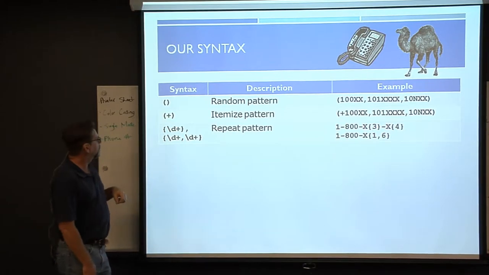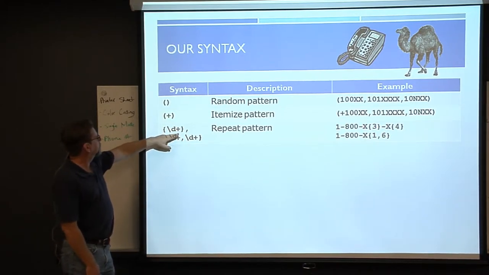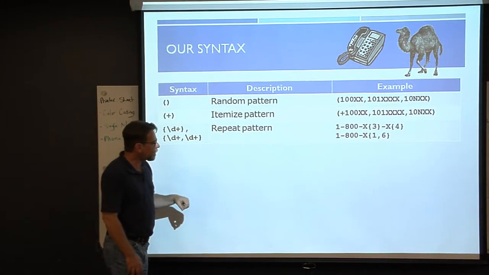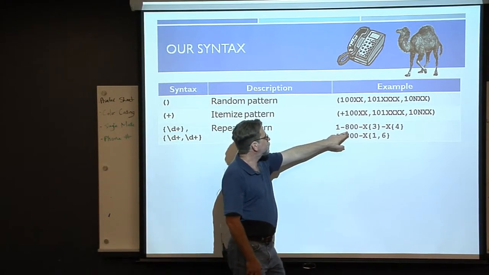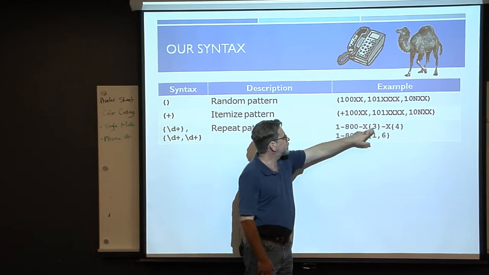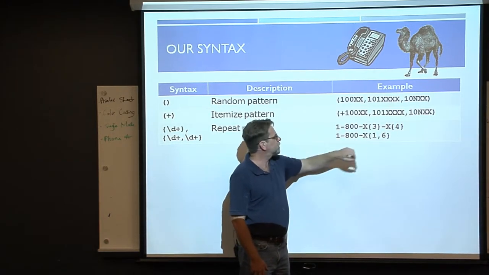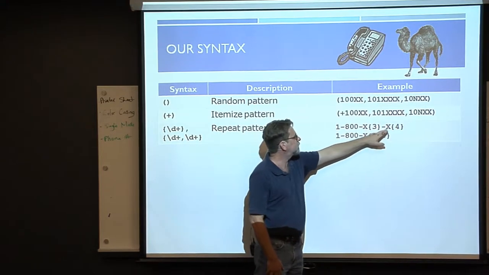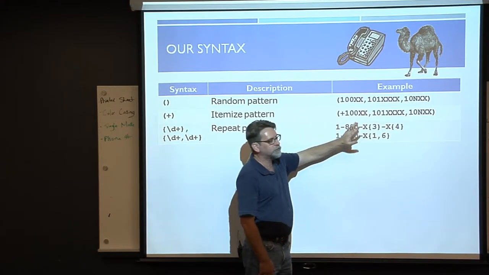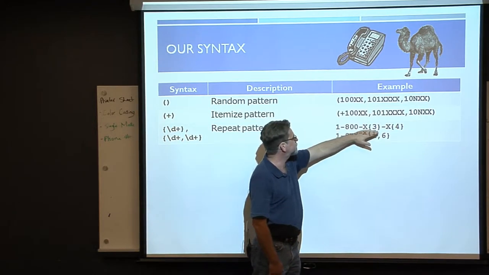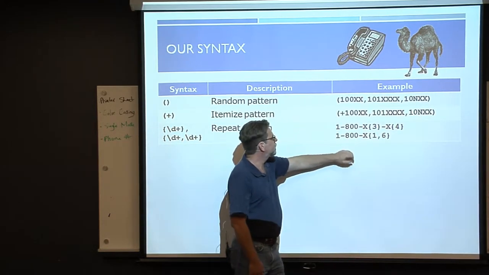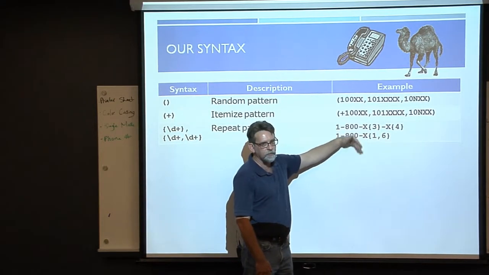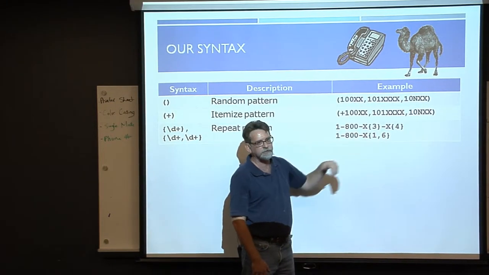And then you can repeat a pattern a fixed number of times or from this many to this many times. So this pattern here is going to return 3 times 4 numbers, okay? No, I'm sorry, this is going to return one number. This is because it's a fixed number. So you're going to have 3 X's here and 4 X's there. Okay. This will return 6 numbers. You'll have 1-800 with 1 X and then 2, and then another one with 2 X's, and then the last one will be with 6 X's.